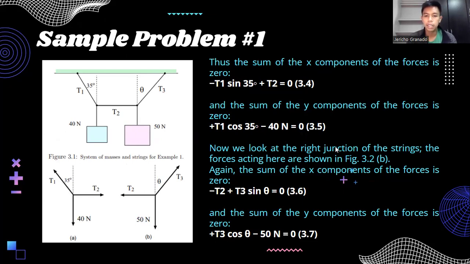Now we look at the right junction of the strings. The forces acting here are shown in figure 3.2b. Again, the sum of the x components of the forces is 0. Therefore, negative T2 plus T3 sine theta is equal to 0. This is figure 3.6. And the sum of the y components of the forces is 0 as well. Therefore, T3 cosine theta minus 50 N is equal to 0. And this is our figure 3.7.